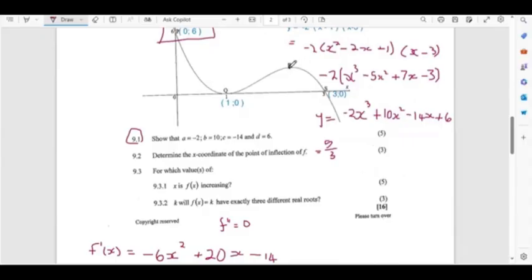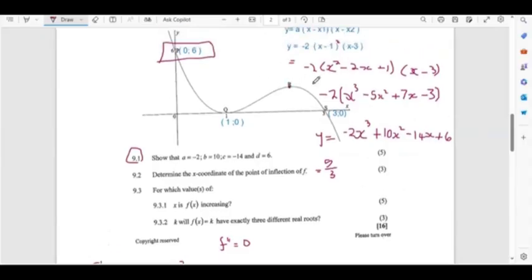Now, first, we need to determine the value of r before we can get to answer this question. Because why? I say every time whenever you have a question whereby it asks you about values of x whereby your graph is increasing or decreasing, you need to make use of your turning points or your stationary points as your reference, right?